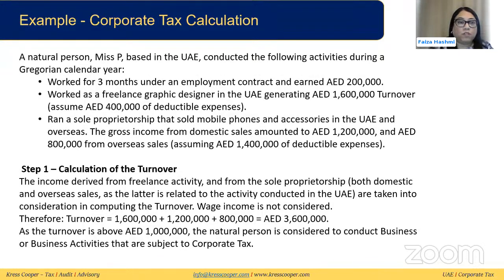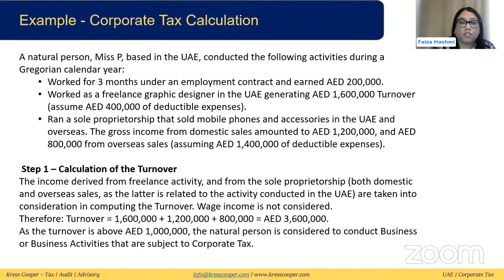One example that we can take for this is Mrs. P, based in the UAE. She conducts 3 activities. She has an employment contract, earning from that. She works as a freelance graphic designer, generating income from that. She has a sole proprietorship that sells mobile phones and accessories, earning from domestic sales and also overseas sales.